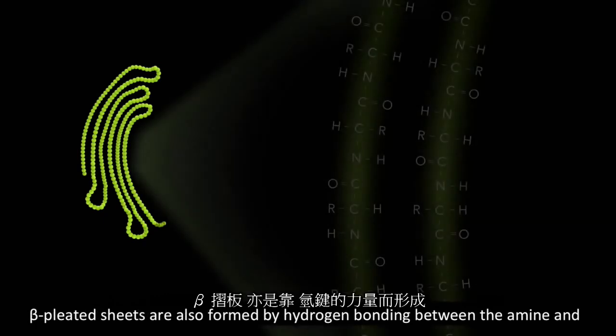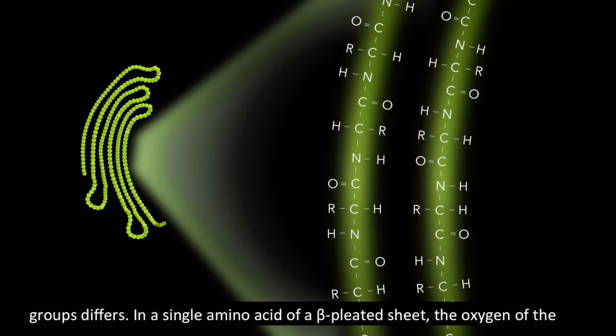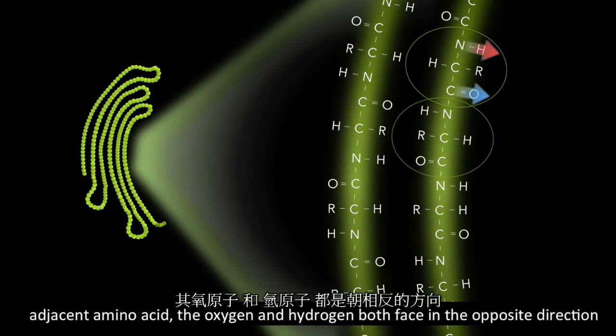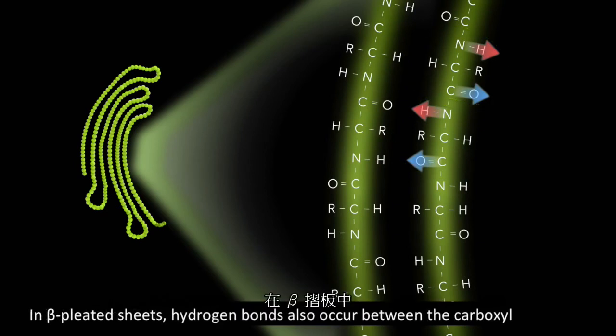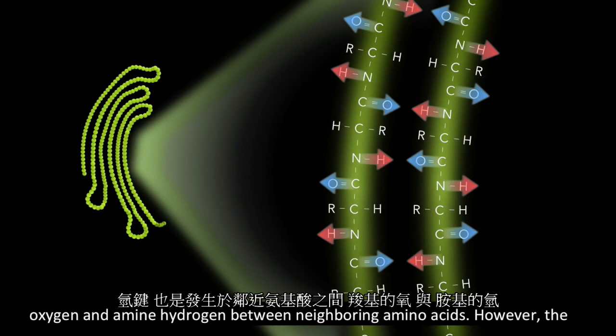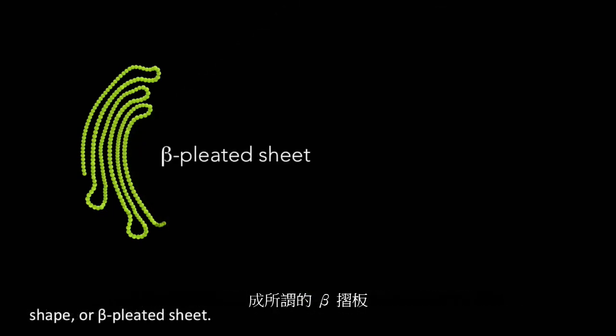Beta-pleated sheets are also formed by hydrogen bonding between the amine and carboxyl groups of different amino acids. However, the orientation of these groups differs. In a single amino acid of a beta-pleated sheet, the oxygen of the carboxyl and the hydrogen of the amine group face in the same direction. In the adjacent amino acid, the oxygen and hydrogen both face the opposite direction relative to the first. In beta-pleated sheets, hydrogen bonds also occur between the carboxyl oxygen and the amine hydrogen between neighboring amino acids. However, the orientation of these atoms causes the structures to bend in a folded ribbon shape, or beta-pleated sheet.